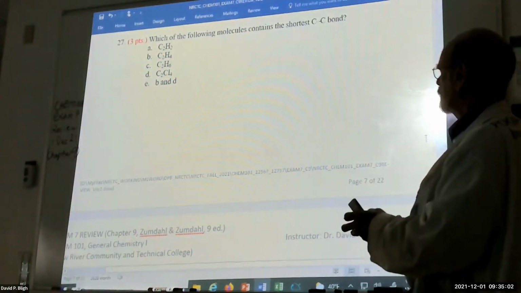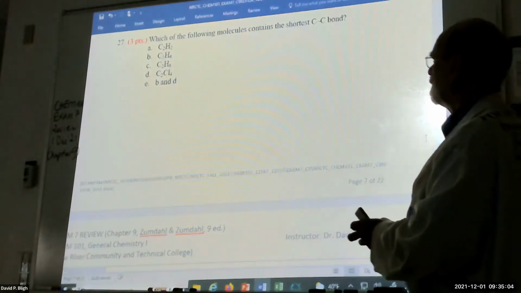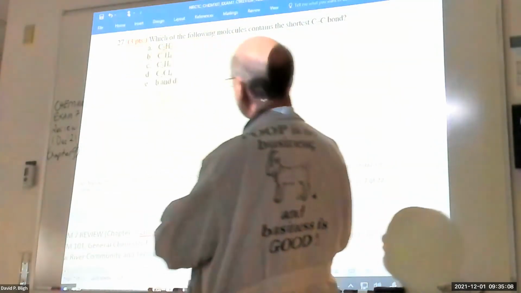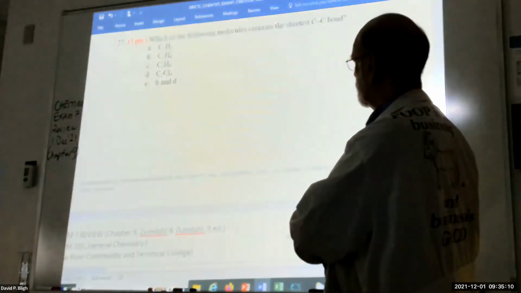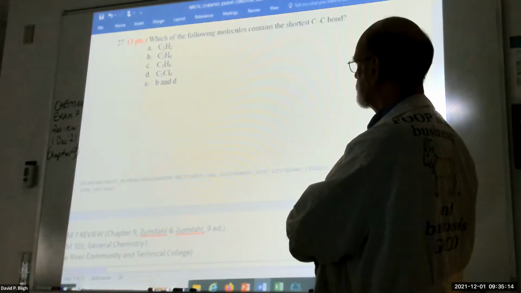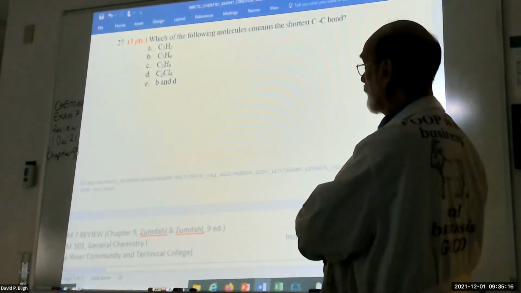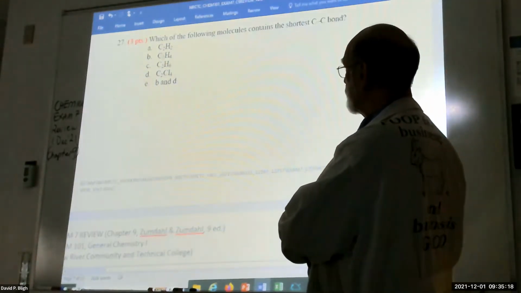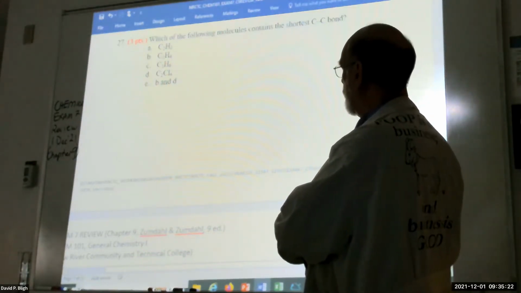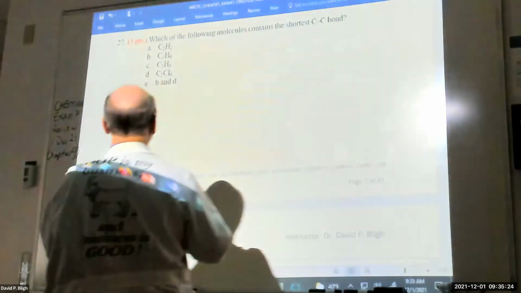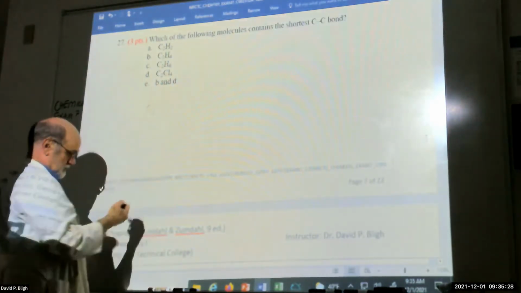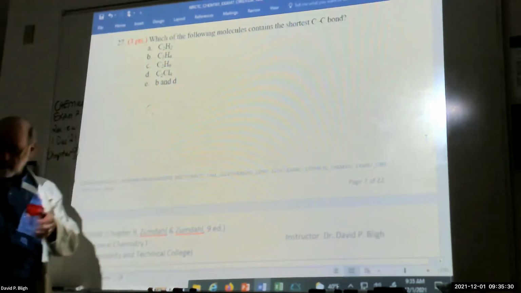Which of the following molecules contains the shortest carbon-carbon bond? Okay, let's see if we've got similarities here. The top 3 are hydrocarbons. Then we have C2Cl4. Well, let's look at each one of them. Get this one started.